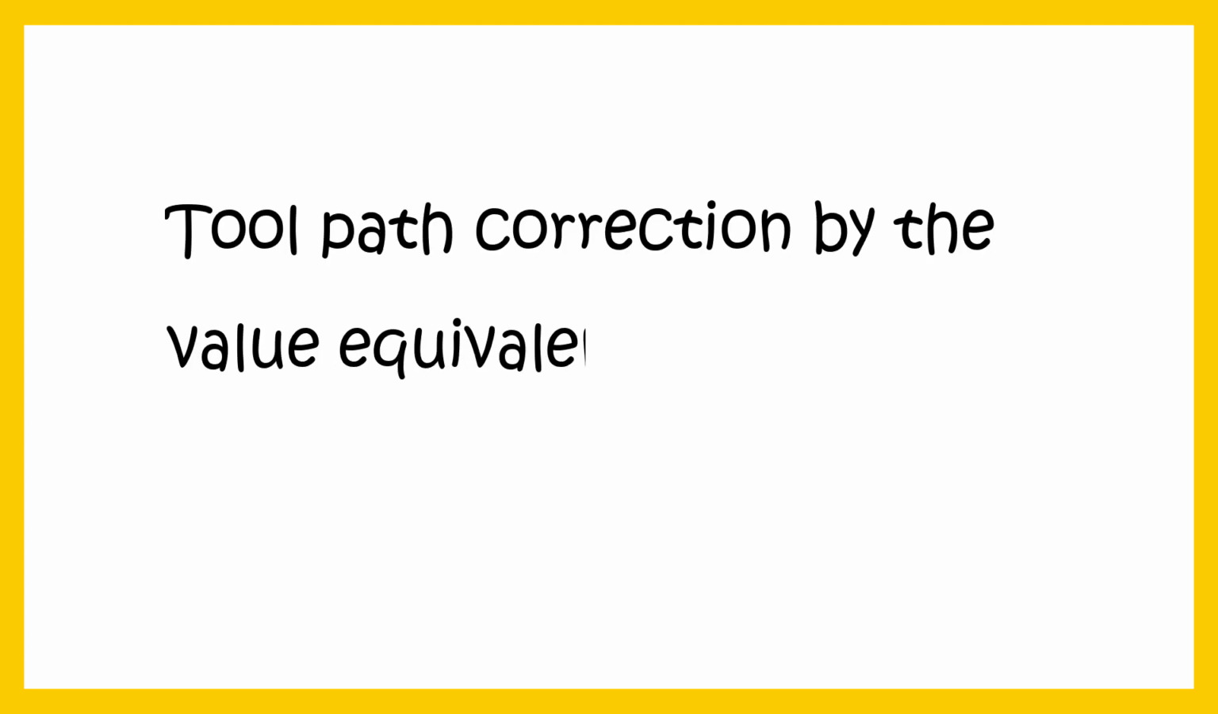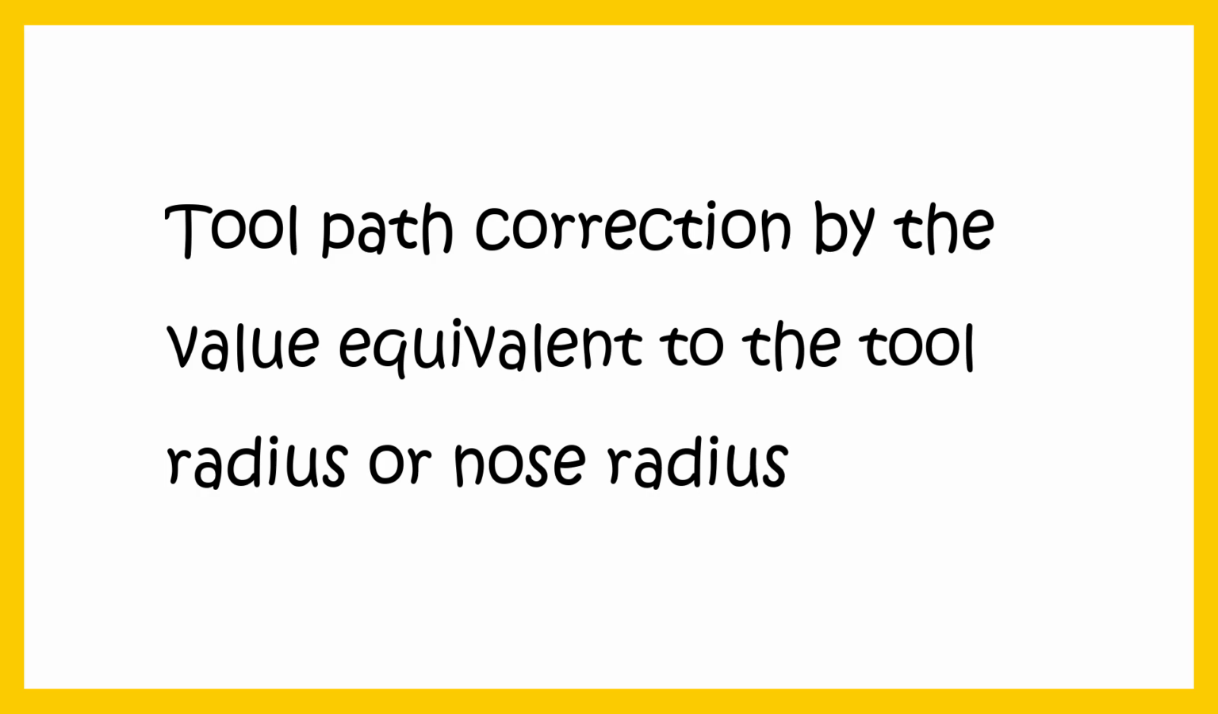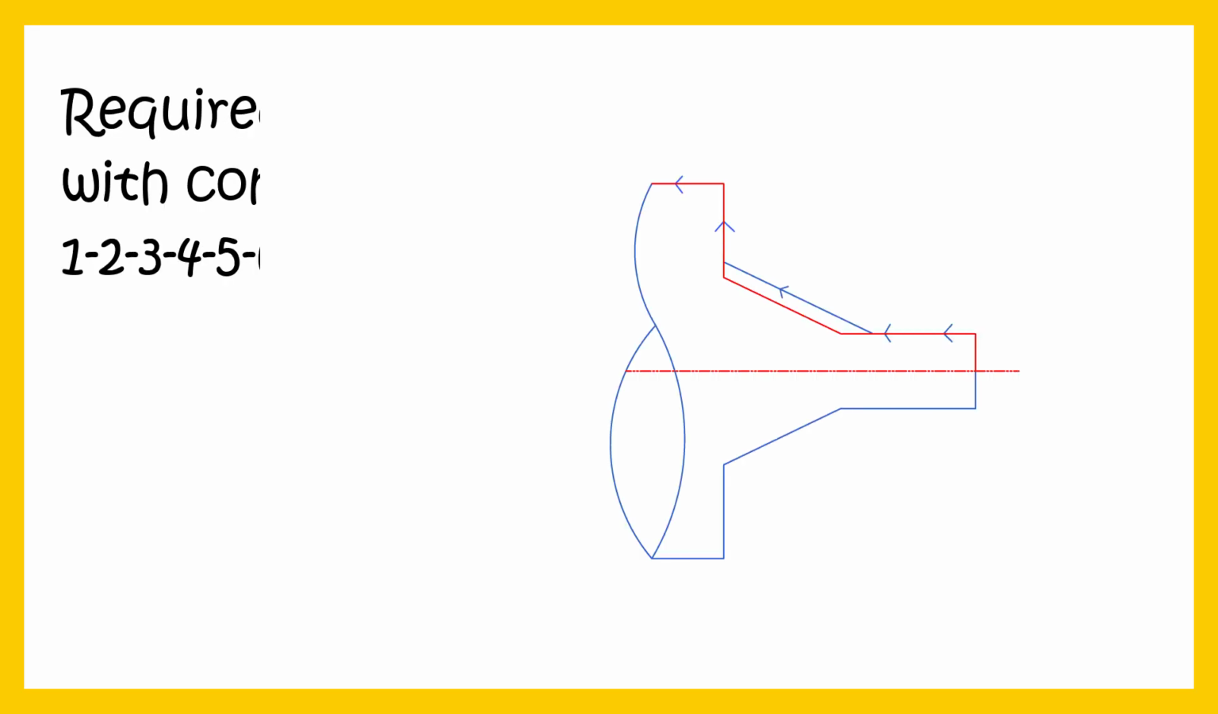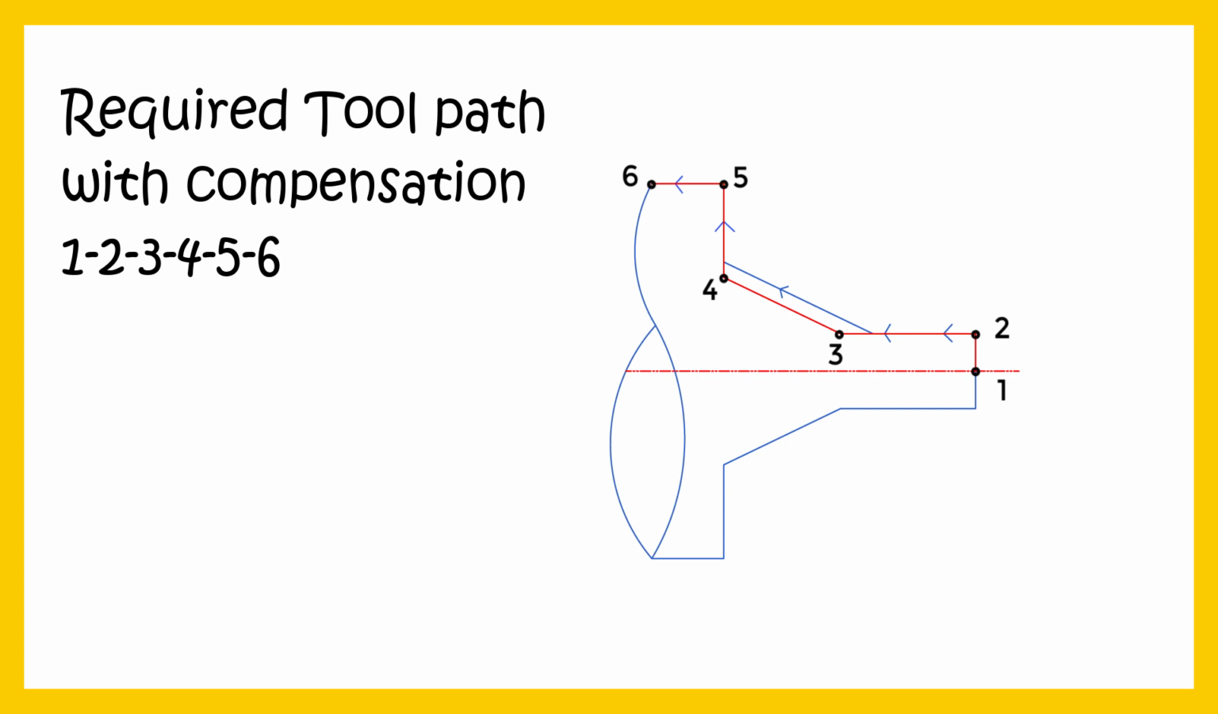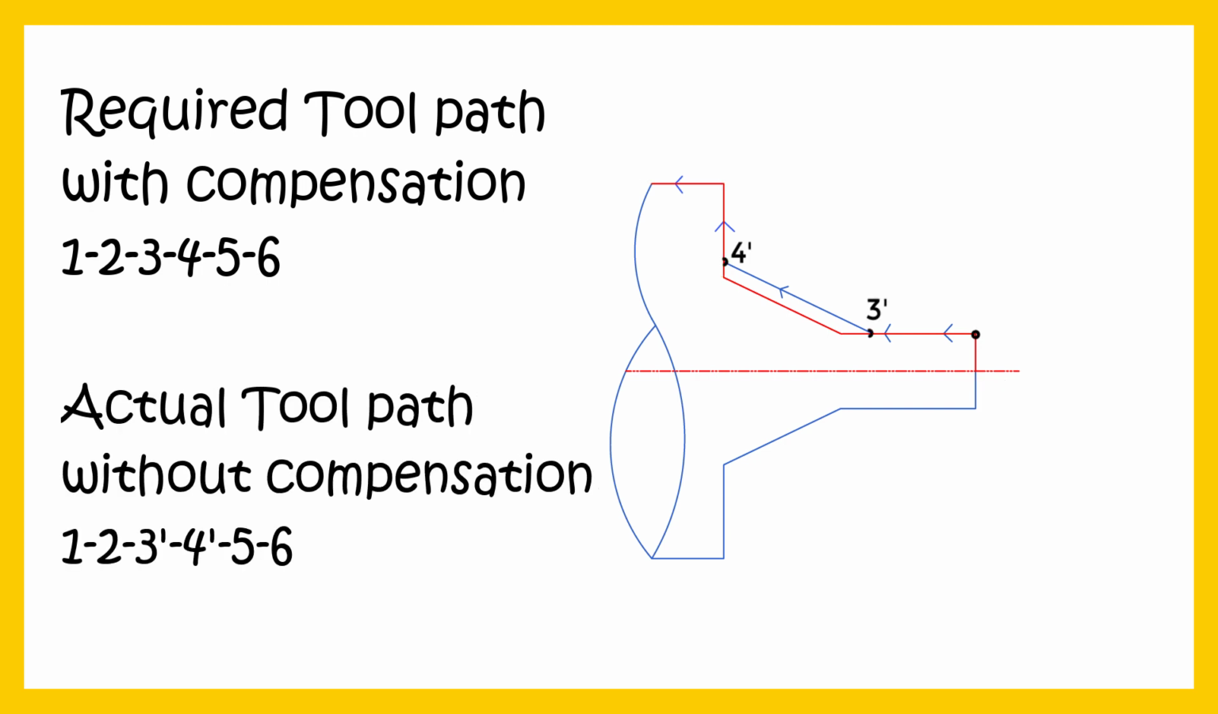In general, cutter radius compensation is a procedure that we use to correct the tool path by the value equal to the radius of the tool. In the case of turning, this procedure is also known as tool nose radius compensation, and the value by which we correct the tool path corresponds to the nose radius of the turning tool or the insert.